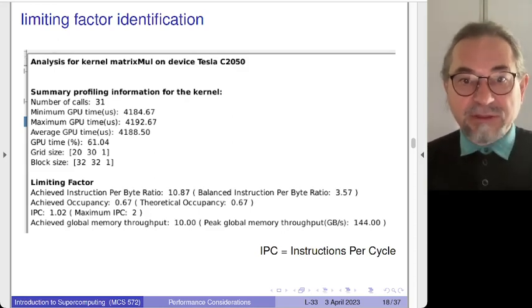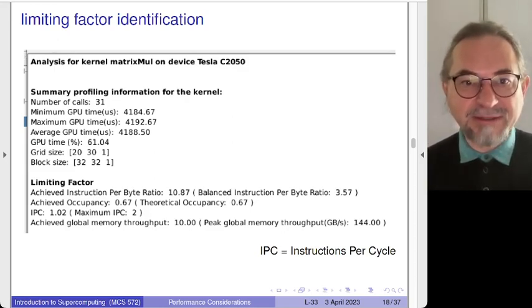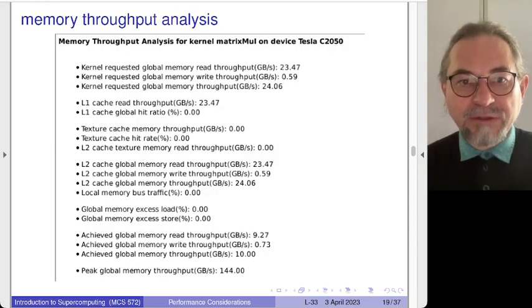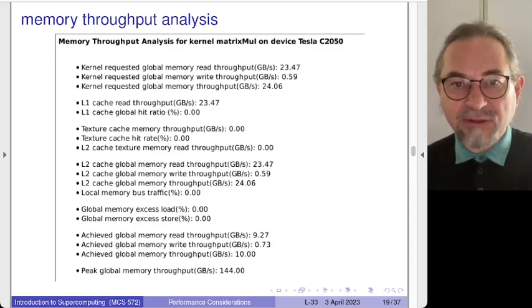We did one matrix multiplication. At some levels, we have an achieved occupancy of 0.67, and the theoretical occupancy is also 0.67. So it's not all that bad. It is also an analysis of the throughput for this kernel.